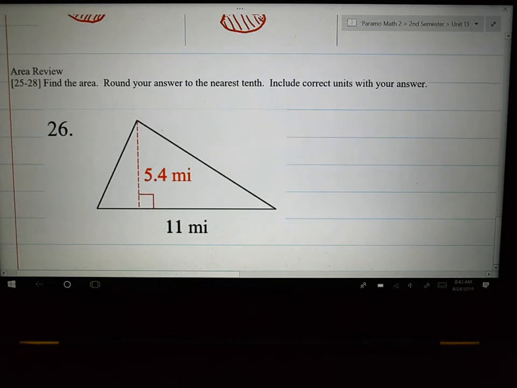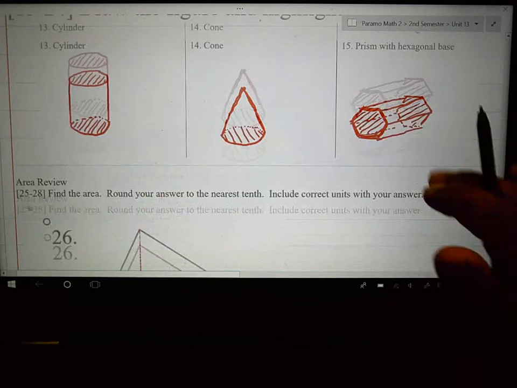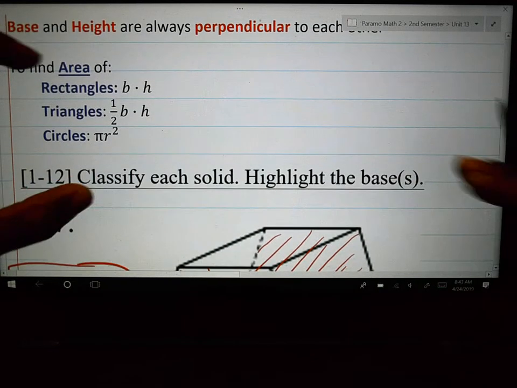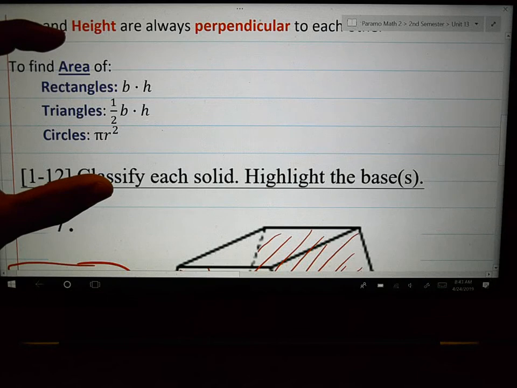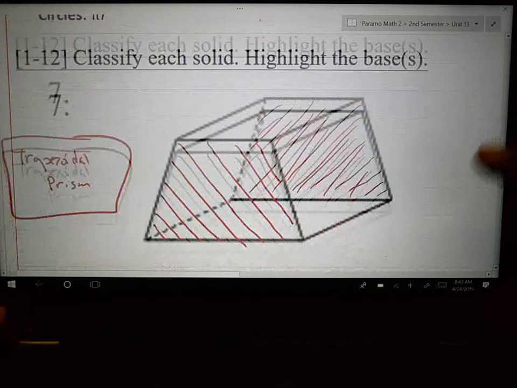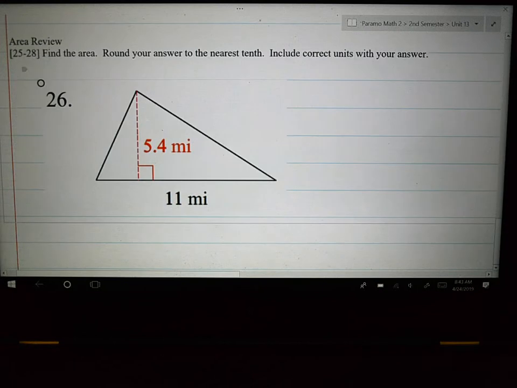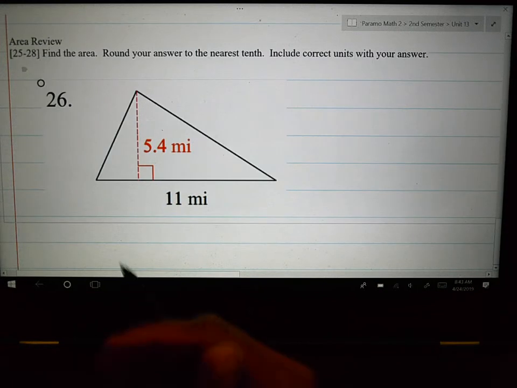Lastly, there's going to be some review questions on how to find the area of several shapes. I gave you the formulas that you probably already know because it comes from 5th grade, 6th grade, 7th grade, and 8th grade. In case you forgot, they're there. So we have a triangle, number 26. We have a base and we have a height.